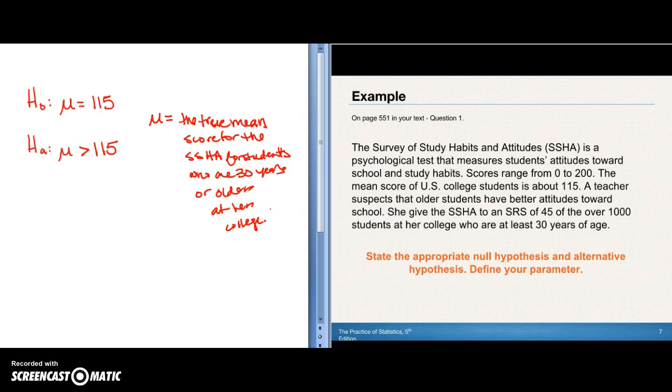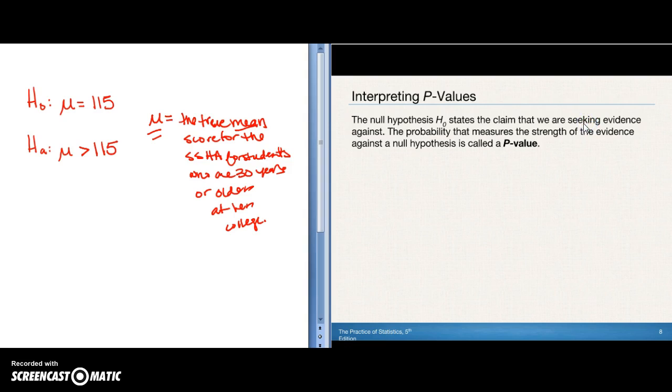That's it. That's stating the null. That's stating the alternative. And again, defining your parameter. The parameter is which piece are we looking at? And we happen to be looking at means in this question. So that's the first step in doing a significance test. The second step is we're going to do some calculations, but not this section.